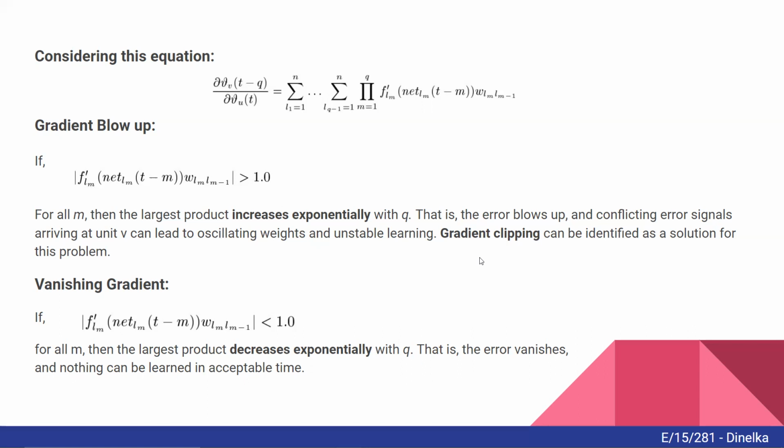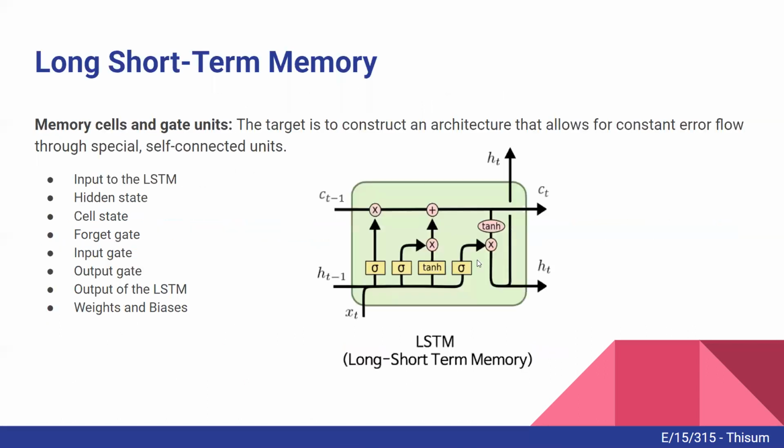Gradient clipping can be identified as a solution for this problem. If this term is less than 1 for all m, then the largest product decreases exponentially with q. That is, the error vanishes and nothing can be learned in acceptable time. From this point forward, Jisum will continue the presentation.